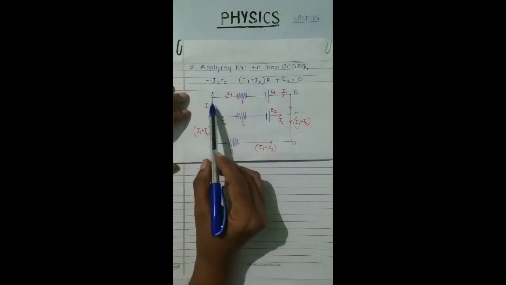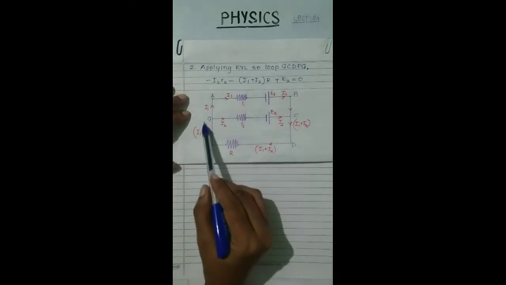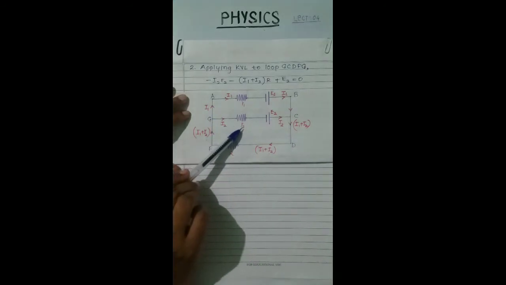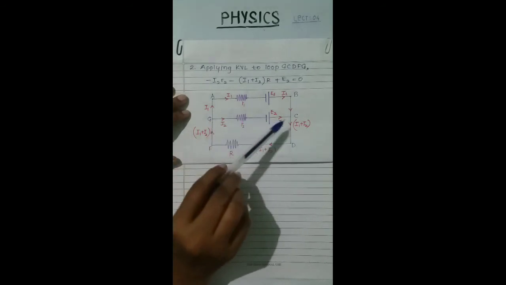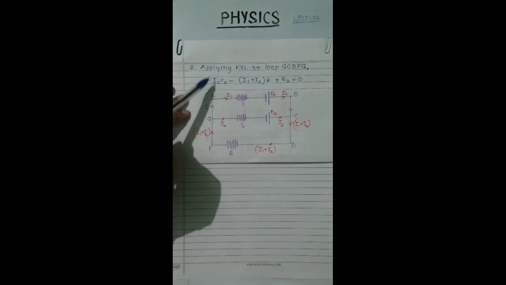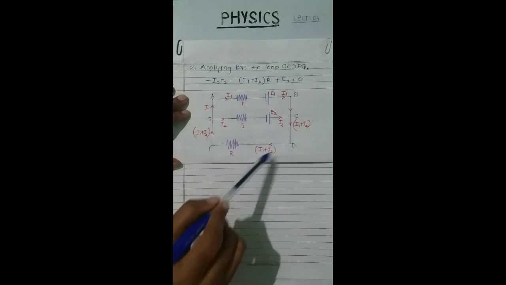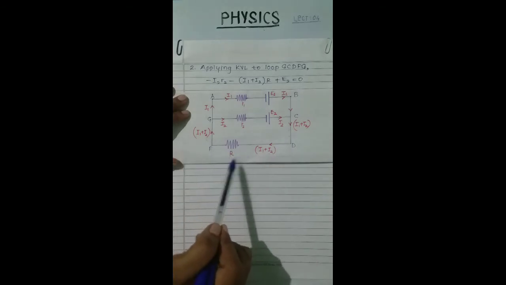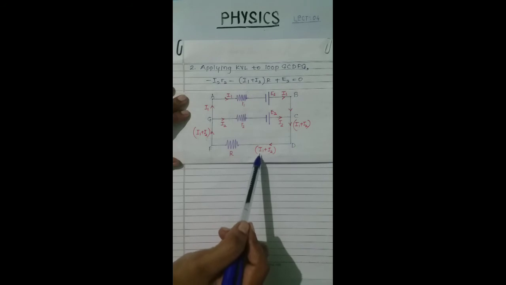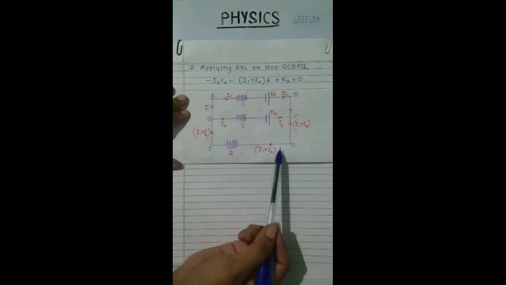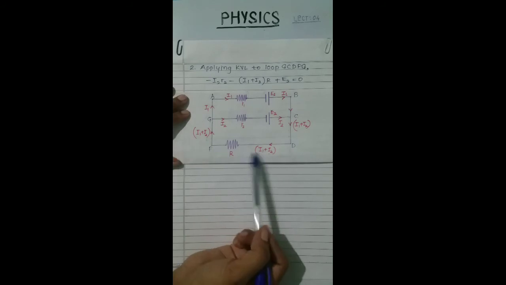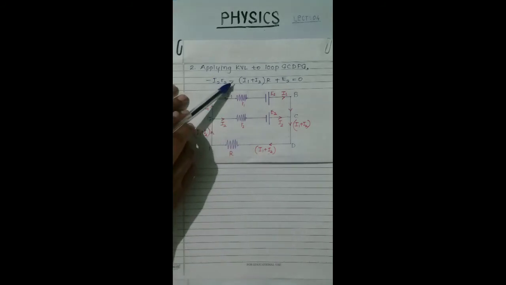How? See, loop G, C, D, F, G. Here resistance R2 is there. Current passing through R2 is I2. The direction of current is the same in which we are tracing the loop, so this product should be negative. The next resistance in this loop is R. Current passing through R is I1 plus I2, so the product is I1 plus I2 into R. Now direction of tracing is from D to F and direction of current is also from D to F. Both are in the same direction, so the product will be negative, according to the sign convention which we have seen in the second lecture.